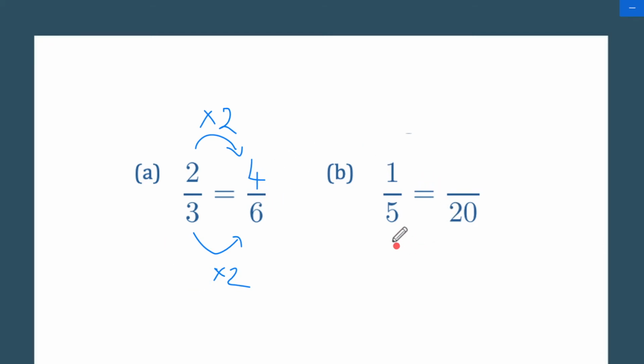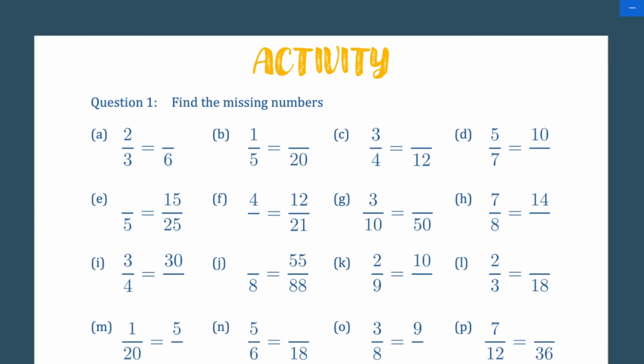Okay, for the next question, how can we get from a 5 to a 20? 5 times 4 gives you 20. It means we take the 4, we multiply it on the top, and we get a 4 here as well. Okay, that is my example, and these are the questions you need to work out in your book.